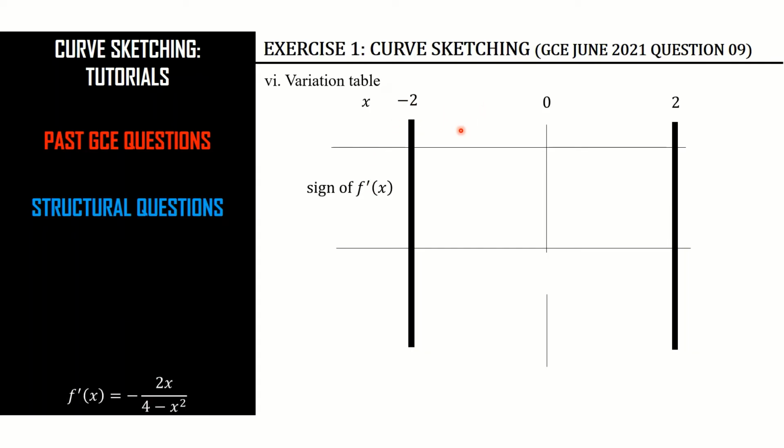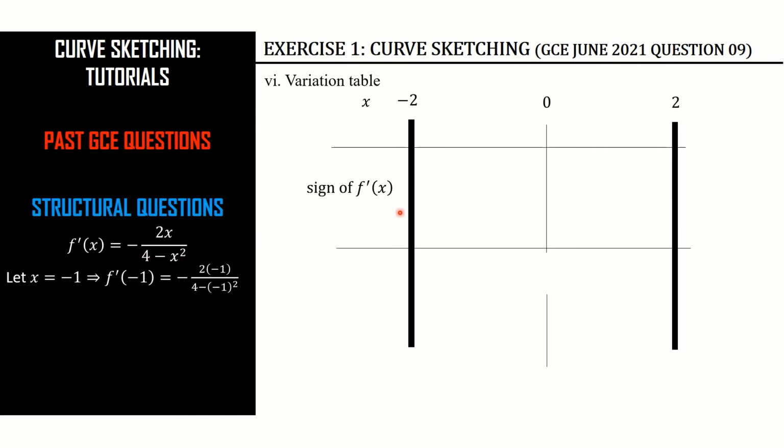So that interval is the interval negative 2 right up to 0. We pick any value in the interval and then we check for the sign. This is our derivative we differentiated earlier. We got negative 2x over 4 minus x squared. So in this interval, we can pick negative 1.